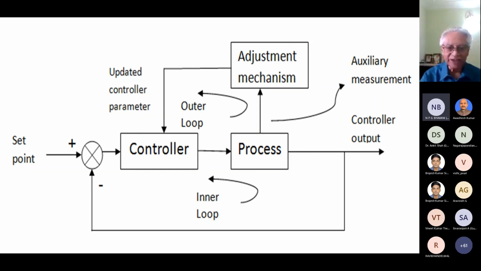You have the set point, you have the inner loop, you have the outer loop. Those two loops are there. So there is one inner loop and there is one outer loop. So auxiliary measurement is there and adjustment mechanism is there. The updated controller parameters are there. The outer loop is given to the controller. The inner loop also has the set point, that is the comparator. In the form of error, it is also given to the controller. And finally, the process sends you the control output, which goes to the plant.